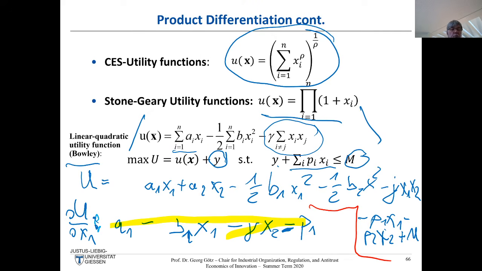And of course, for firm 2, I could do the same, and I would get A2 minus B2 X2 minus gamma X1 is equal to P2. Okay? And we will have a problem, but not on assignment 1, on that. And the important thing is, if you come up with a product innovation, a new product, if you think of Kellogg's getting out a new cereal, you need to know what this substitution parameter gamma is. How much is the willingness to pay?